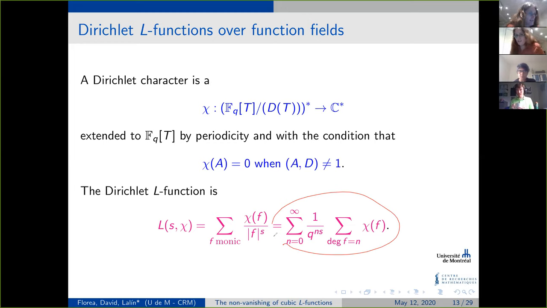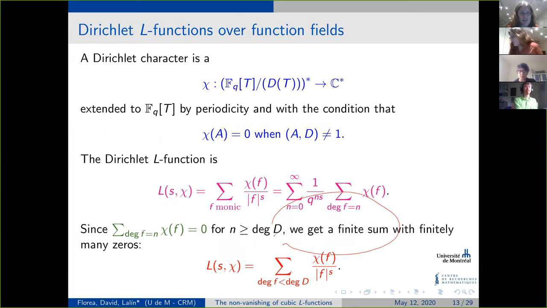This is part of a very general phenomenon called character sums. When you have what is called a full character sum, you get 0 unless things are trivial, unless everything is 1, let's say. So if you're summing over polynomials that have degree larger than the conductor, we're going to get 0. And so this Dirichlet L function, even though in principle it's an infinite sum, is actually a finite sum. It only goes for degree less than the degree of D. I'm not really going to use this much, but it's behind many ideas that I will describe.